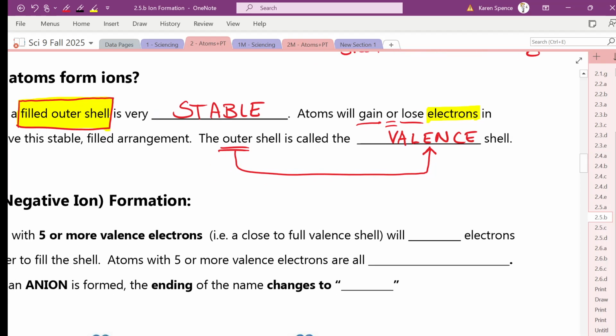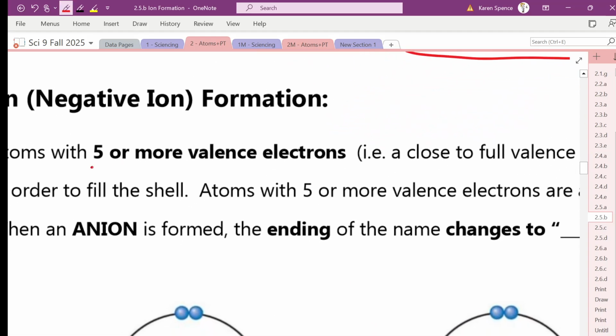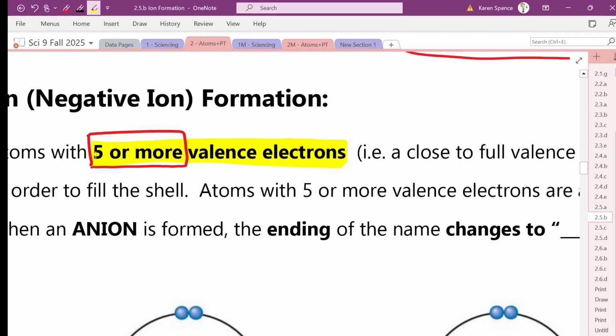If you have 5 or more valence electrons, valence electrons are electrons on the outer shell.